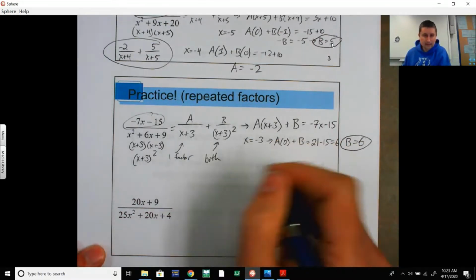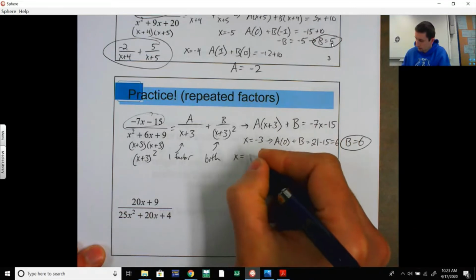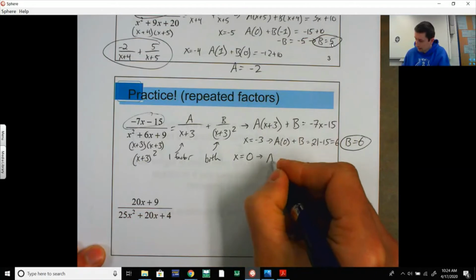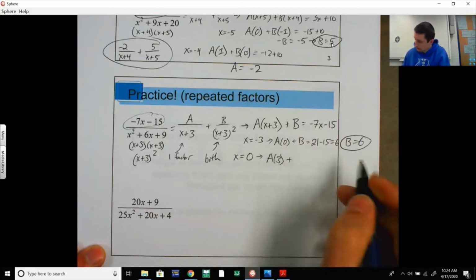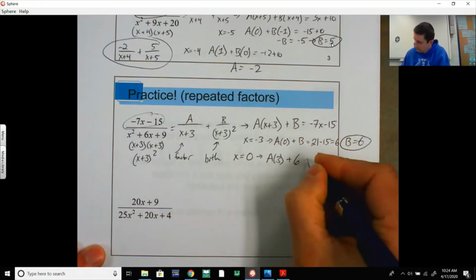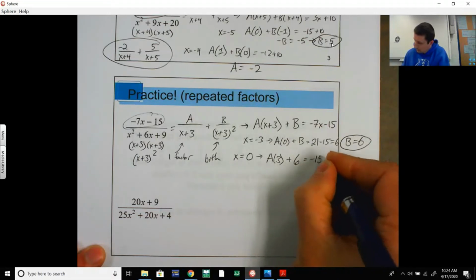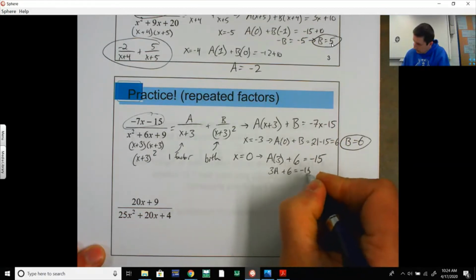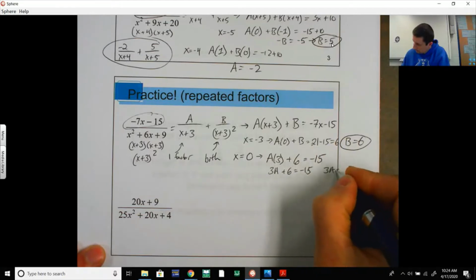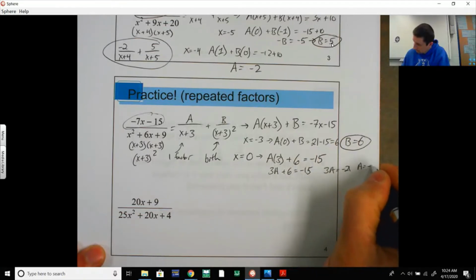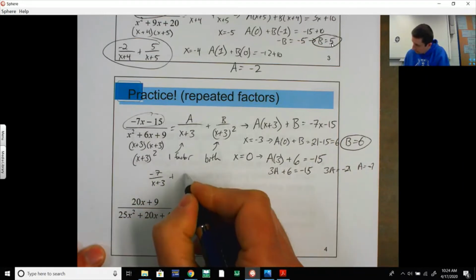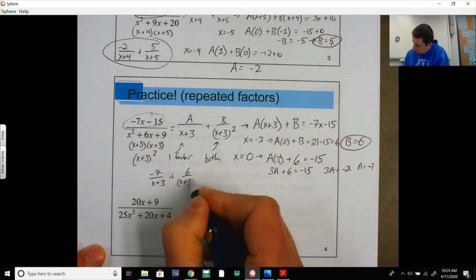So let's pick another easy number for x. So let's say x is going to equal 0. So I just picked that because it's easy to work with. So it's going to be a times 3 plus, we know b is 6, equals negative 7 times 0 is 0, so negative 15. So 3a plus 6 equals negative 15. Solve for that. 3a equals negative 21, so a equals negative 7. So we get negative 7 over x plus 3 plus 6 over x plus 3 squared.